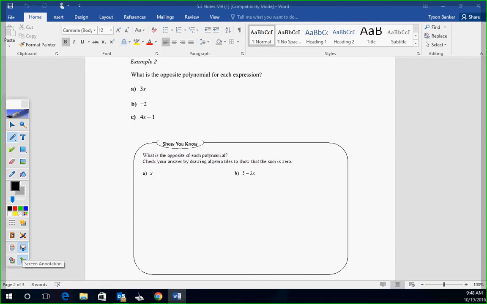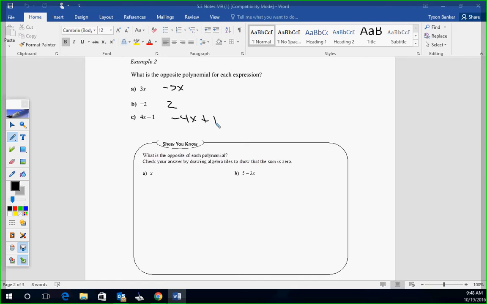Okay, what's the opposite polynomial for each expression? So what is the opposite of positive 3x? Negative 3x, that's correct. Opposite means it'll cancel out, makes it a 0. Opposite of negative 2, positive 2, good. And opposite of 4x minus 1, negative 4x plus 1. Opposite means you hit it with a negative. If you're taking the opposite of the whole thing, you hit everything with a negative. And that's why, as Owen said, it's negative 4x plus 1. The positive 4x turned to negative, the negative 1 turned to positive. That makes sense?